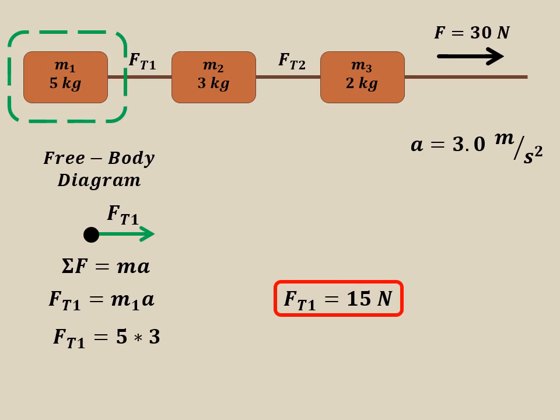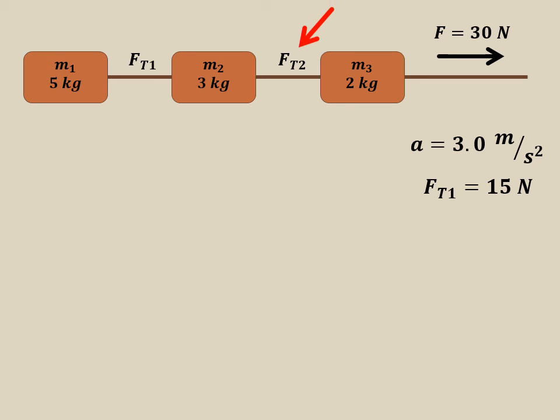Now, something interesting about this that you should recognize is that 5 kilograms is half of the total mass. This is 3 and 2, that's a total of 10. 5 kilograms is half the total mass. Well, all of them are accelerating at the same rate. So if you look at Newton's second law, if I only have half the mass, then I should only have half the force in order to accelerate it. So it makes sense that the force of tension on the first one is 15 newtons, because that's only half of the total force acting on the system.